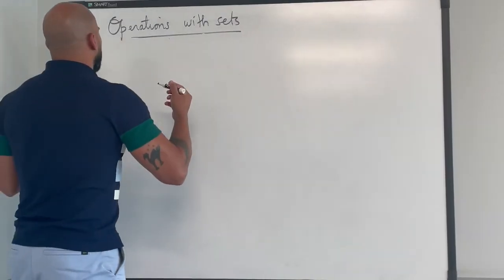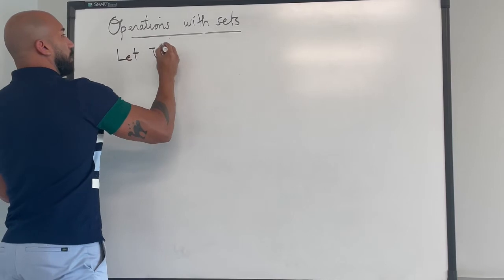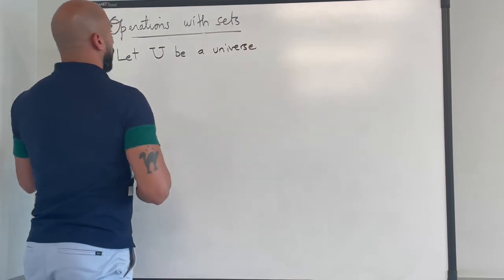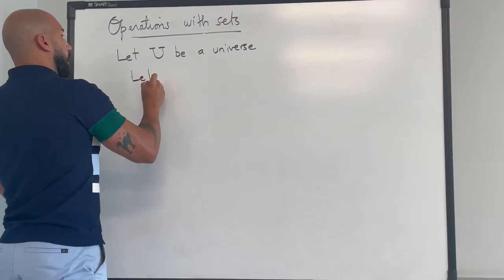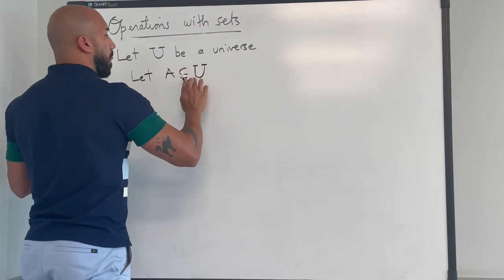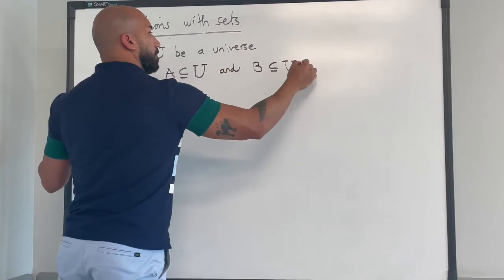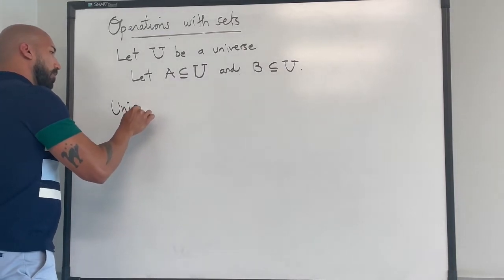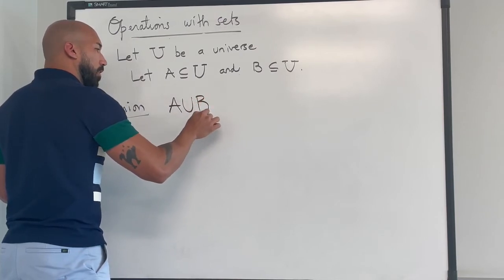All right, the second operation. Again, let's suppose that U is some universe and let A be a subset of U and B another subset. The second operation is going to be the union, and this is the notation that we're going to use, A union B.